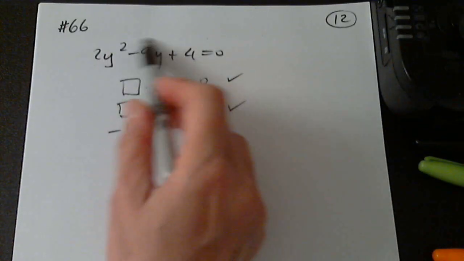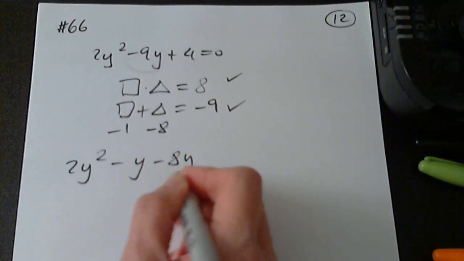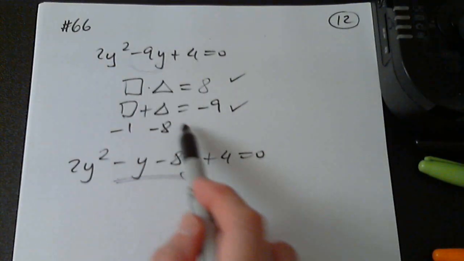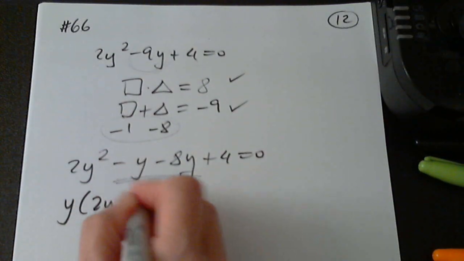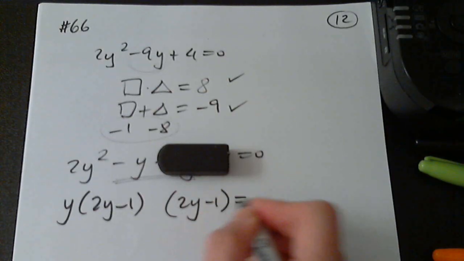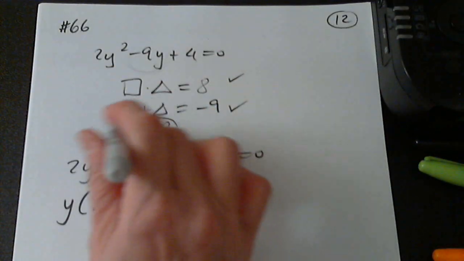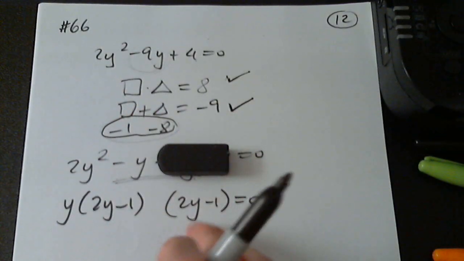So then we go back and we replace -9y. So 2y² minus y minus 8y plus 4 equals 0. This is still the same thing, but we determine these two numbers and we want to factor by grouping now. So y and 2y minus 1. And as I always like to remind the students, this has to be the case. If it's not the case, then I cannot continue. But I know it has to be because I found two numbers whose product is this and whose sum is this.